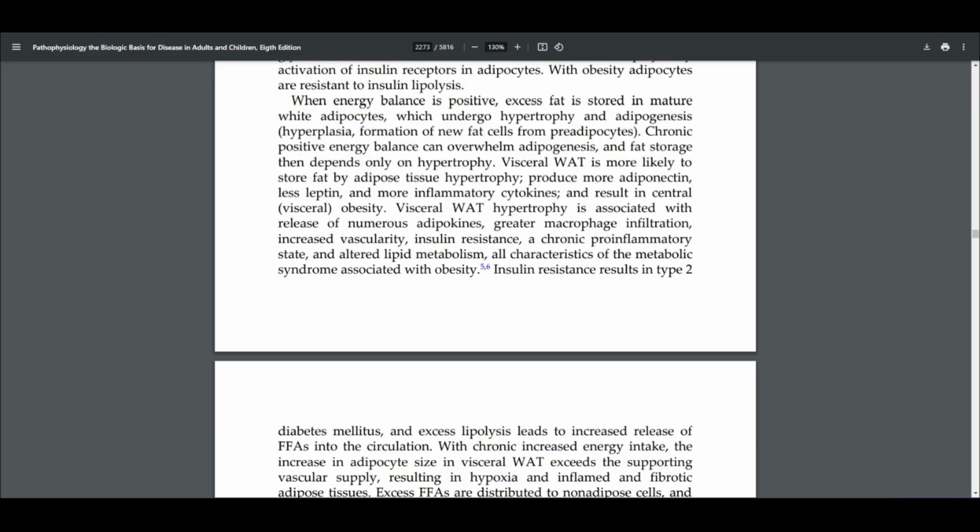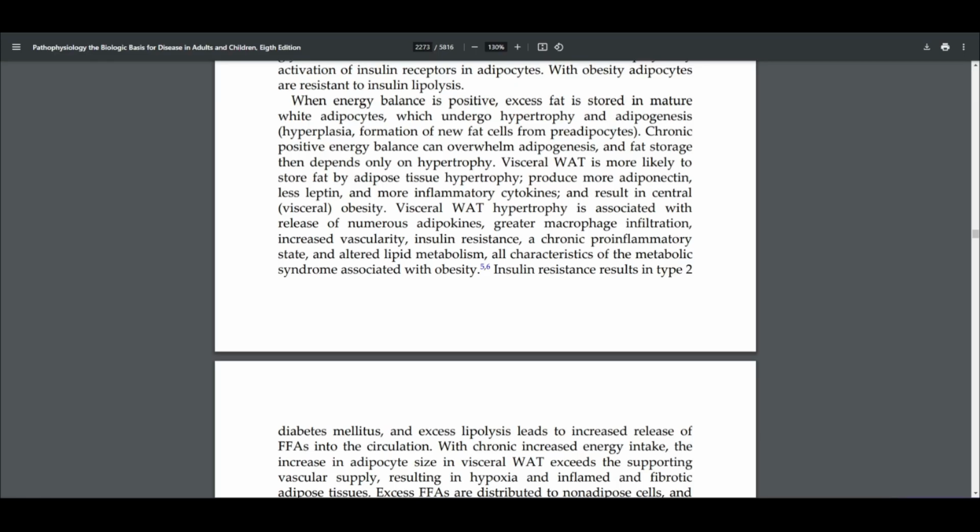When energy balance is positive, excess fat is stored in mature white adipocytes, which undergo hypertrophy and adipogenesis, your hyperplasia, the formation of new fat cells from pre-adipocytes. Chronic positive energy balance can overwhelm adipogenesis, and fat storage then depends only on hypertrophy. Your visceral VAT is more likely to store fat by adipose tissue hypertrophy, produce less adiponectin, more leptin, and more inflammatory cytokines, and result in central or visceral obesity.